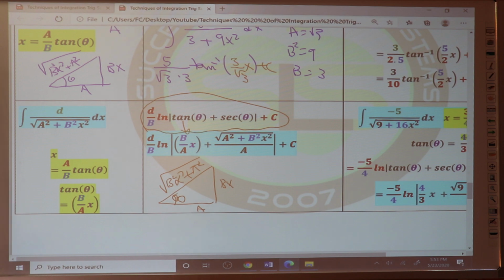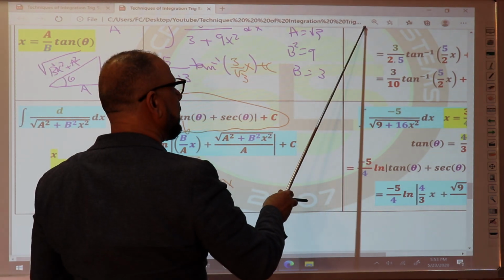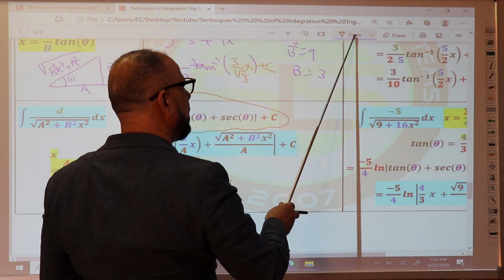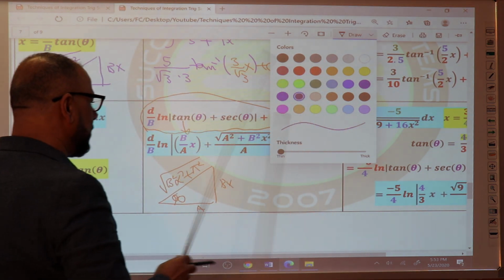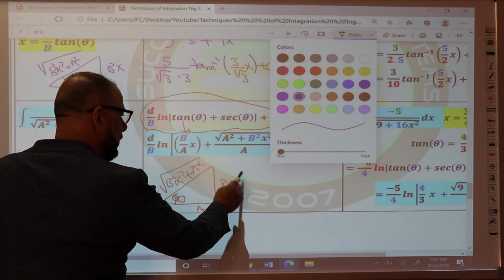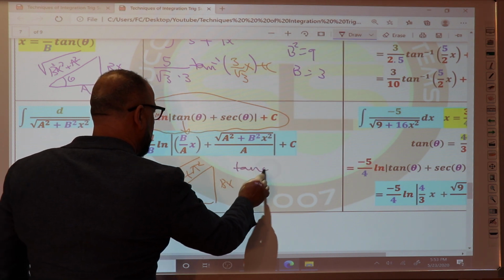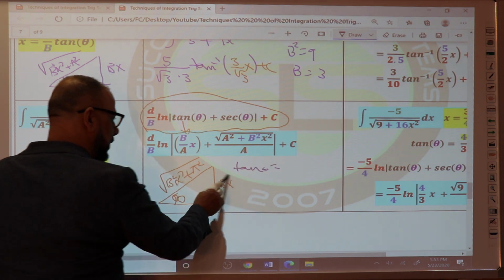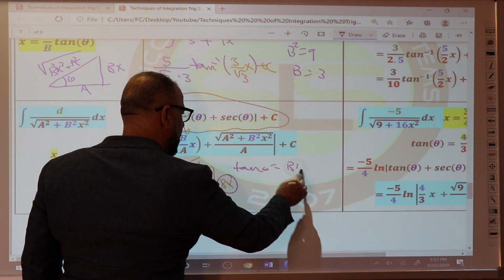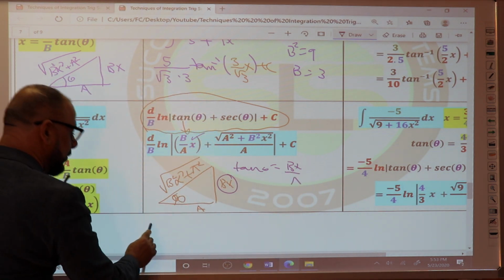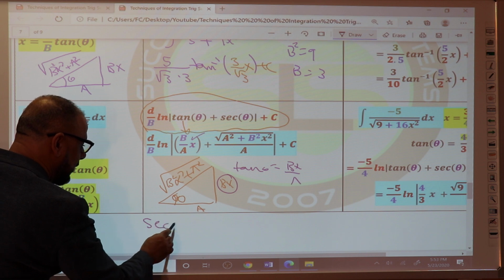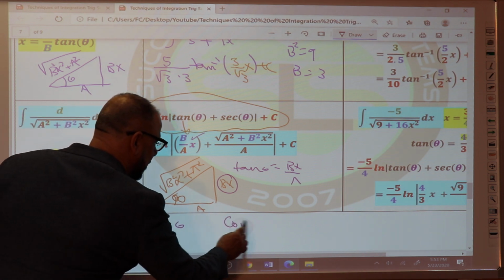Okay, tan theta equals b x over a. Is this true? The secant is the secant. To find the secant theta, you have to find cosine theta first.